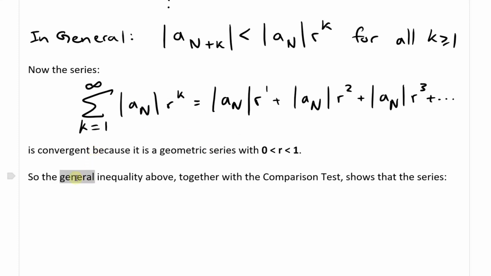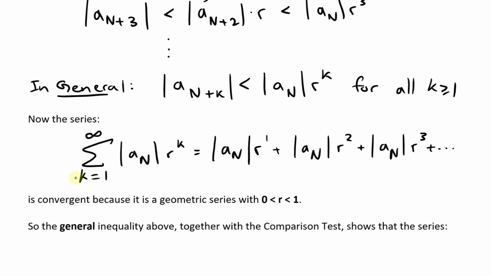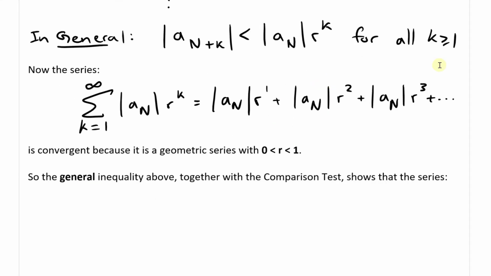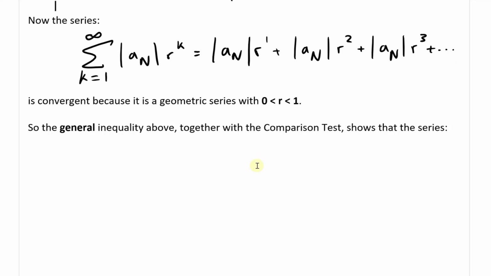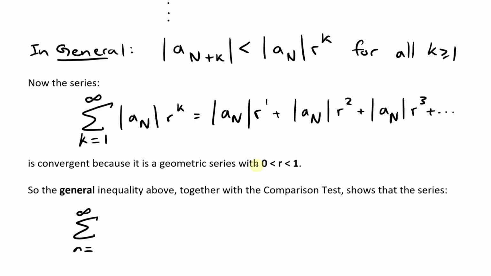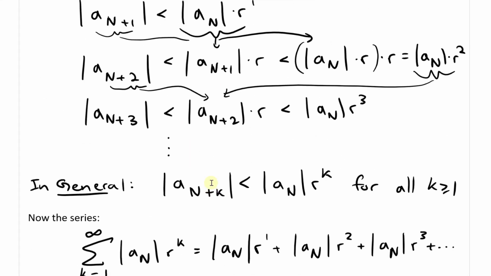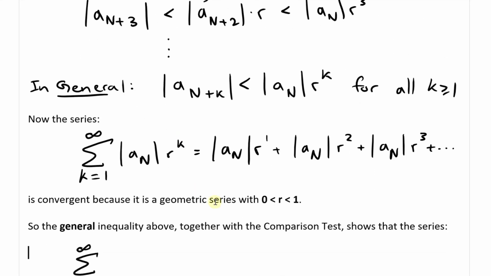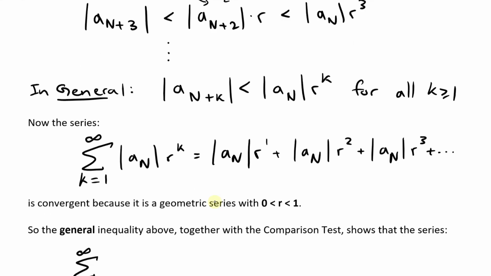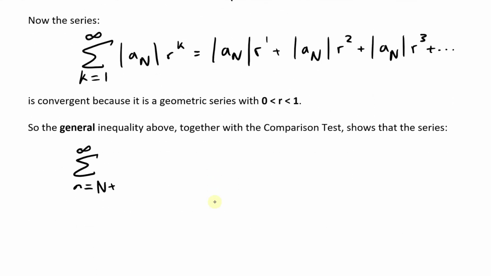So now the general inequality above, I'll underline this general right here. The absolute value of a_(N+k) is less than this geometric series, the absolute value of a_N times r^k, for all k greater than or equal to 1. Together with the comparison test, this shows that, and what we could do is write the summation, starting off with k equals 1. So I'm going to go n equals capital N plus 1 of the absolute value of a_n.